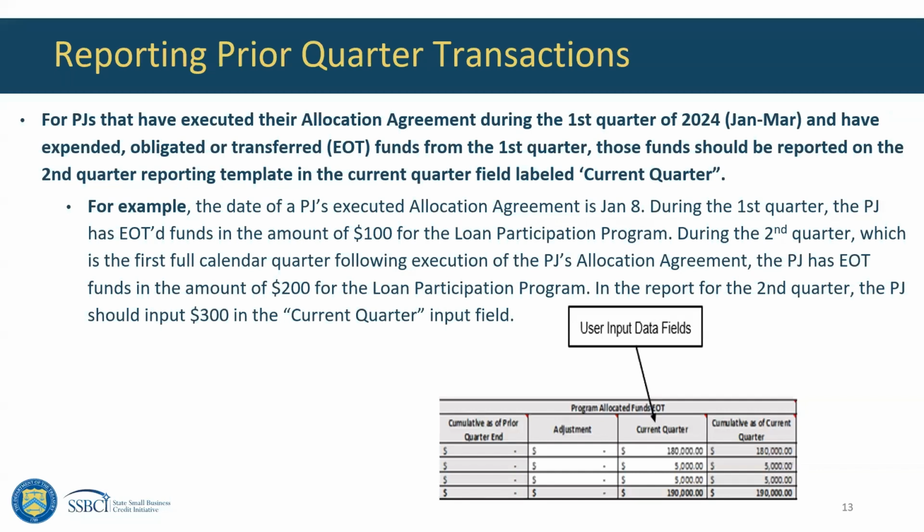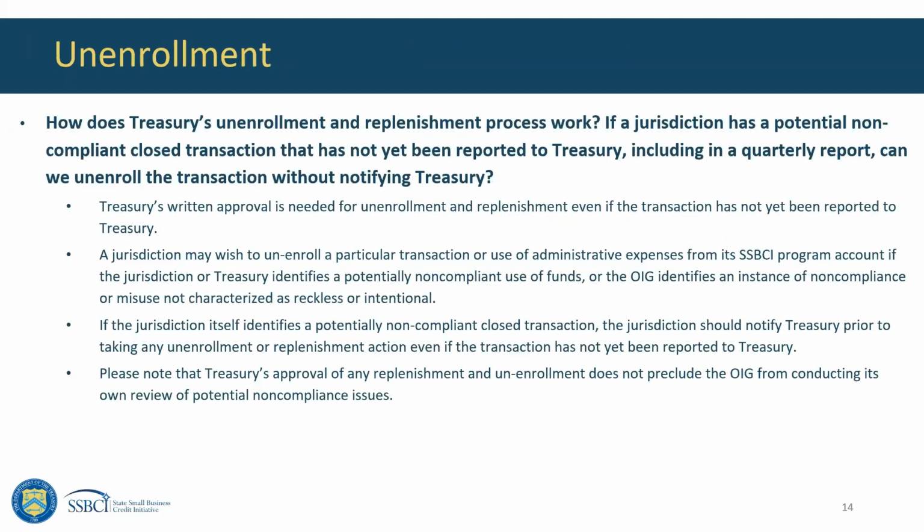Another example would be if a jurisdiction has program income from the quarter prior to the required reporting period. The jurisdiction should report the prior quarter income along with the current quarter income in the current quarter field of the quarter report.